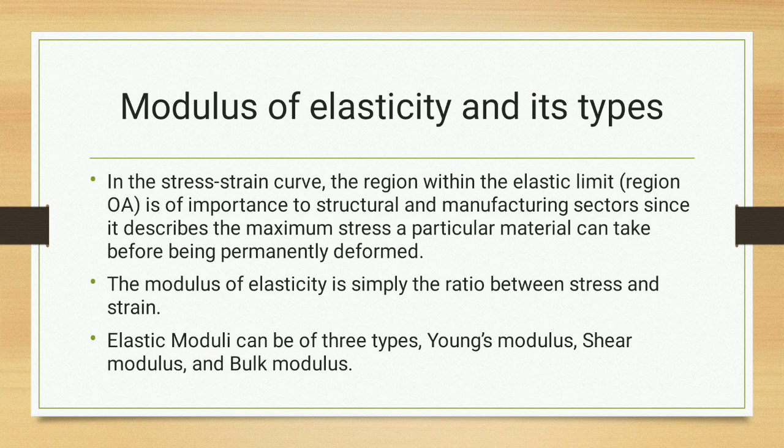Modulus of elasticity and its types. In the stress strain curve, the region within the elastic limit, which is region OA, is of importance to the structural and manufacturing sector since it describes the maximum stress a particular material can take before being permanently deformed. The modulus of elasticity is simply the ratio between stress and strain. Elastic modulus can be of three types: Young's modulus, shear modulus, and bulk modulus.